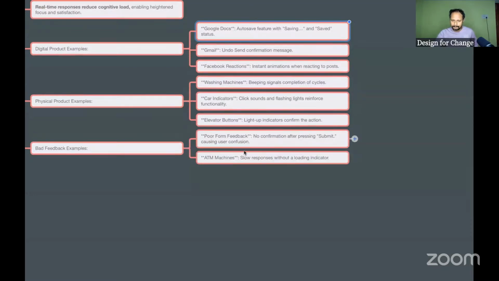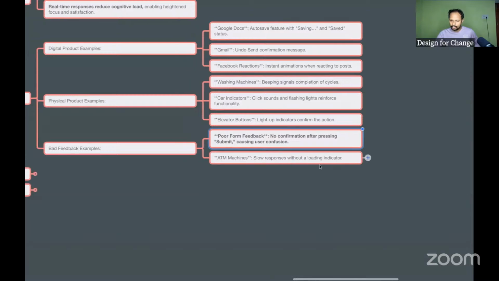Poor form feedback: no confirmation after pressing the submit button. How many of you felt this confusion? How many of you filled a very big form, submitted, and did not get any response? Frustration, right? That's a bad example of feedback.